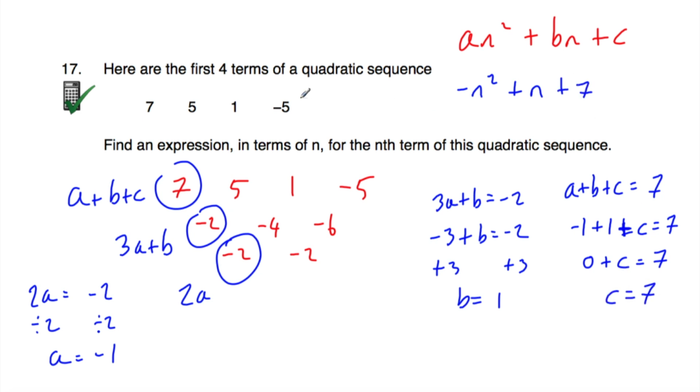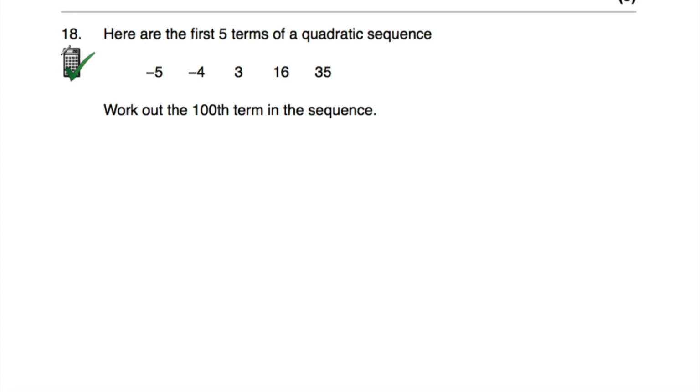So that means the nth term of this quadratic sequence would be minus n squared plus n plus 7, and that's it. Okay, let's have a look at question number 18.